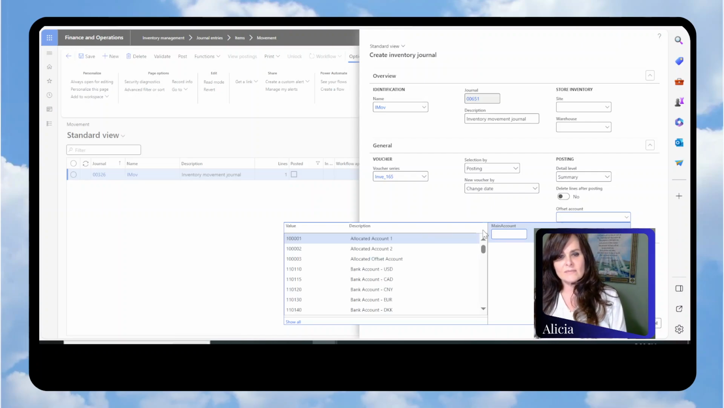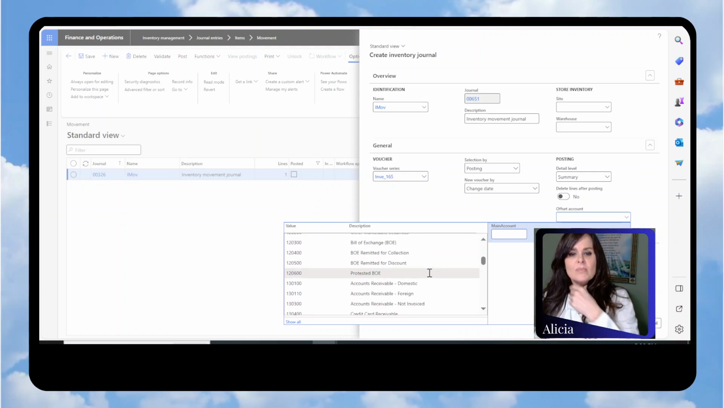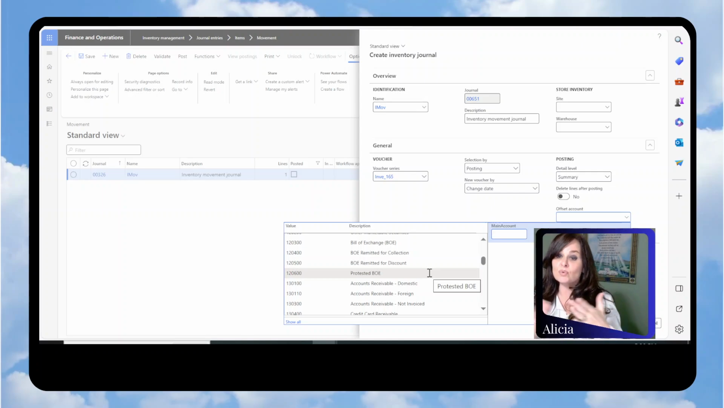Lots of times you'll have different GL accounts and this particular database doesn't have one set up, but you can set up different GL accounts for the different reasons on why you may be consuming inventory or increasing inventory. Lots of times companies will have a posting or a GL account set up for, again, scrap or damaged or expired inventory. So if you do that, then when you do a movement journal, you can actually tell the system that that's the offset account.